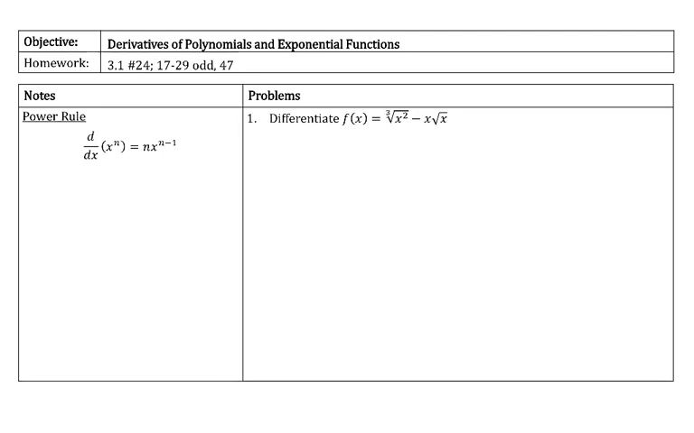So the first one, we're going to look at polynomials, and we're going to talk about the power rule, which means that the derivative, so d/dx, of x to the nth power, a lot of us think about this as the n comes down in front and minus 1, and you end up with nx to the n minus 1 as the derivative.